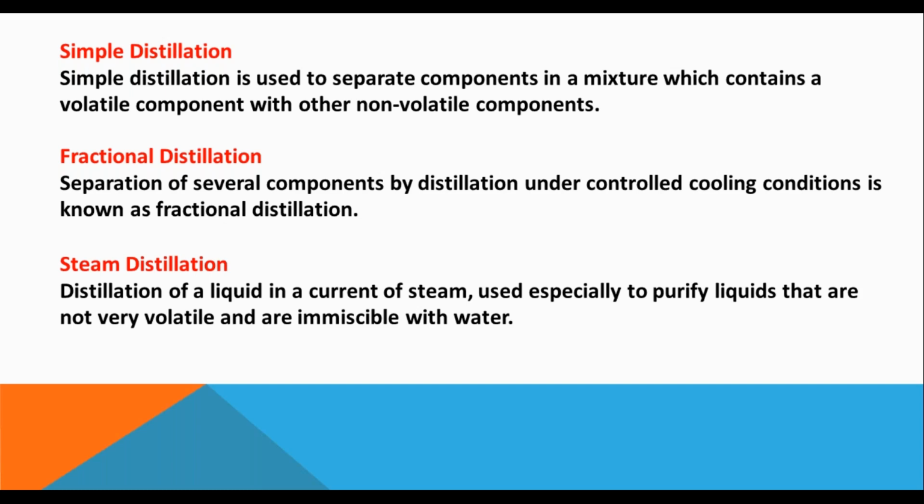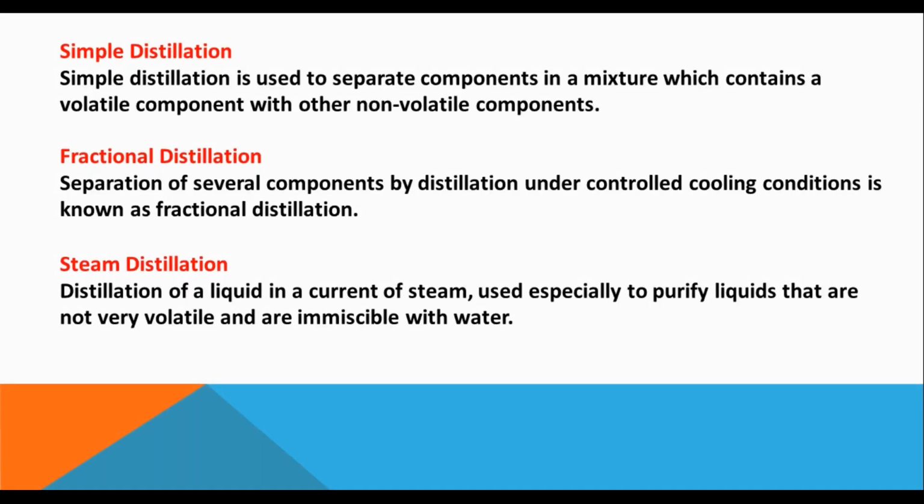So what we do here is mix them with water and apply a current of steam, whereupon it will be vaporized, and the vapors will be condensed at the end. They will be separated as two liquids because both liquids are immiscible. Examples are the different essential oils we extract from plant parts.